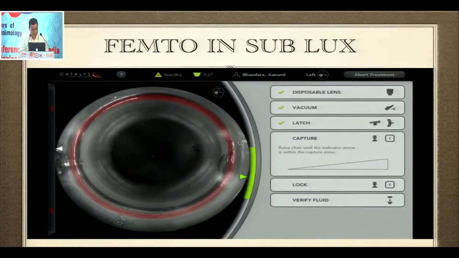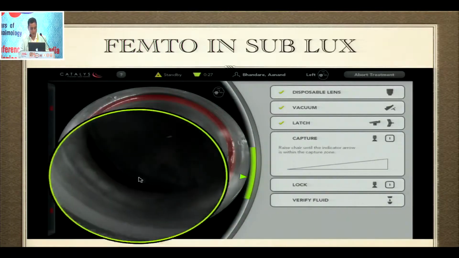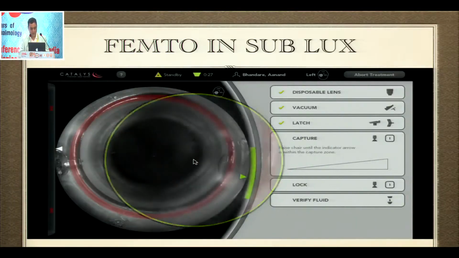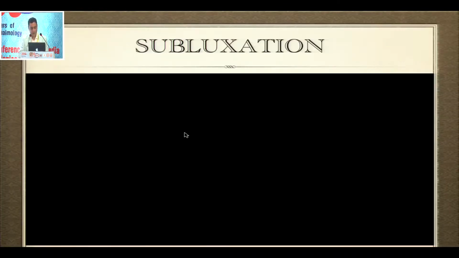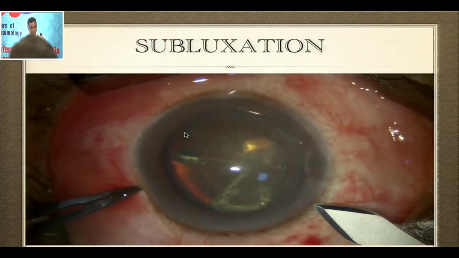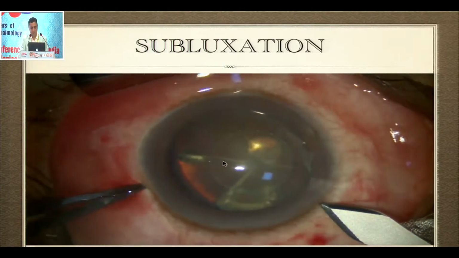Another case, you can see the subluxation again here in this area. This is the area of subluxation. This is the femto being done. And this time I'm a little better. So I go ahead and show you how that looks. So you can see a nice round rhexis. You got a 5.5 millimeter rhexis.